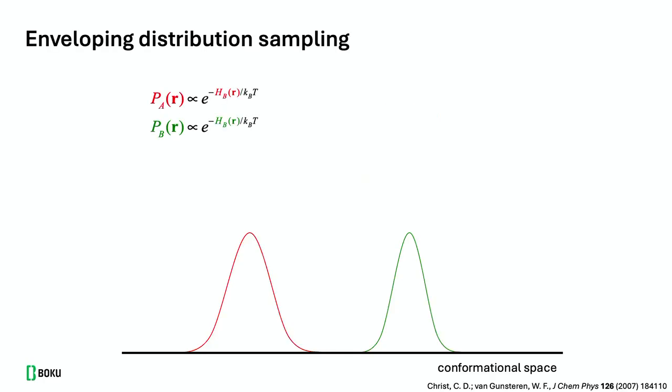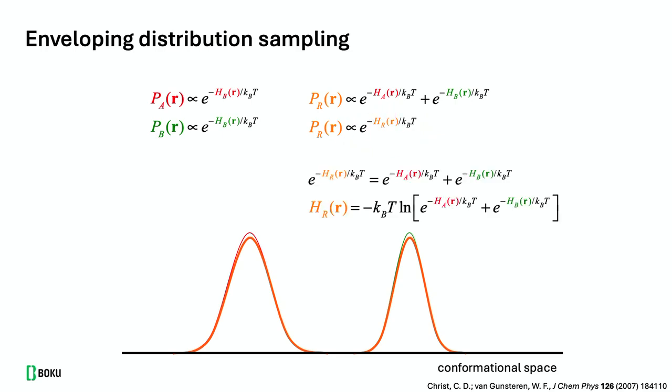And this was something that was done then by Clara Christ, also a number of years ago, and it was the birth of enveloping distribution sampling, where we say, well, the probability distribution of my orange state should be the sum of the probabilities of the two individual states, and then I can back construct what a Hamiltonian could look like.